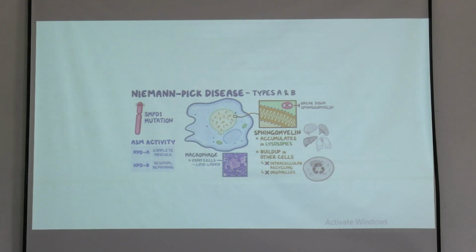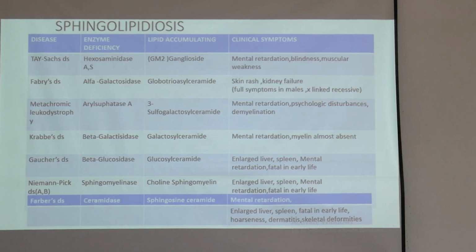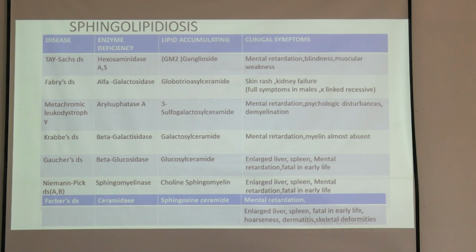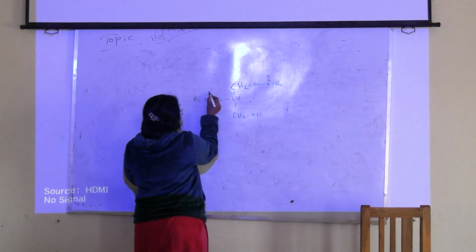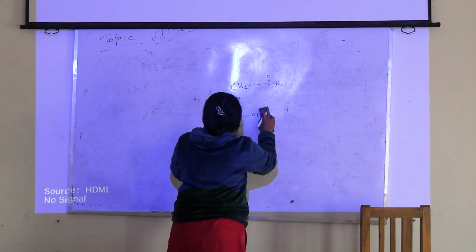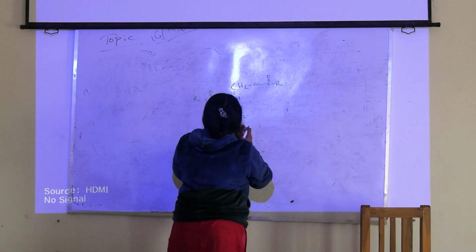In Niemann-Pick, there will be foam cells, and there is sphingomyelinase enzyme deficiency, so sphingomyelin will accumulate. First you will remember ganglioside, next globoceramide, third sulfatide, then others like cerebroside, glucosyl ceramide. I will tell you what all of those are. You will remember them when you study fully. Take out your notebook and draw also.